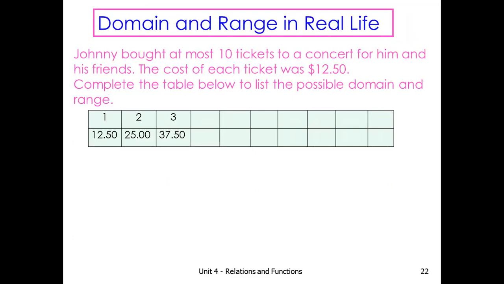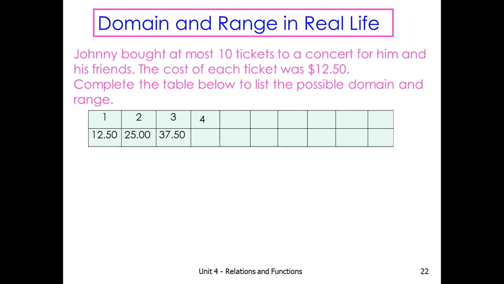Domain and range in real life. Johnny bought at most 10 tickets to a concert for him and friends. The cost of each ticket was $12.50. Complete the table below to list the possible domain and range. In this analysis, we are given the upper rows as 1, 2, and 3, and then the corresponding values 12.50, 25, 37.50, respectively.